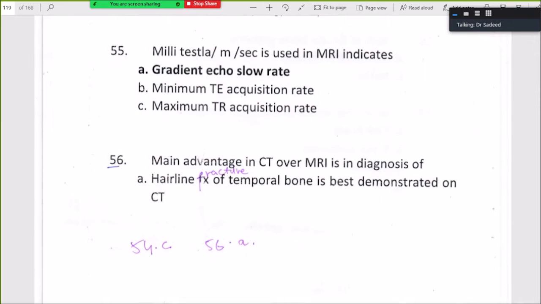55. Millitesla per meter used in MRI indicates gradient. 56. Hairline fracture of temporal bone is best demonstrated on CT.